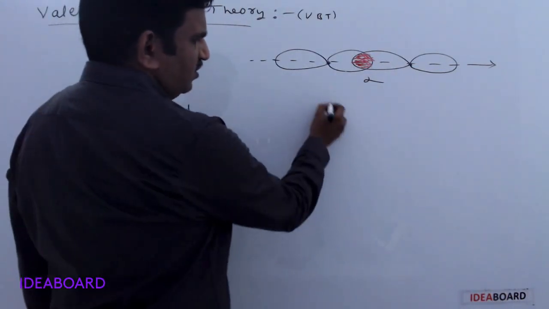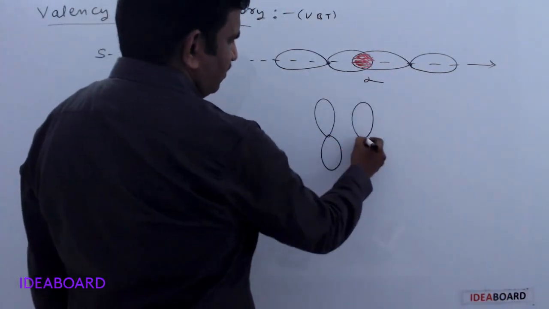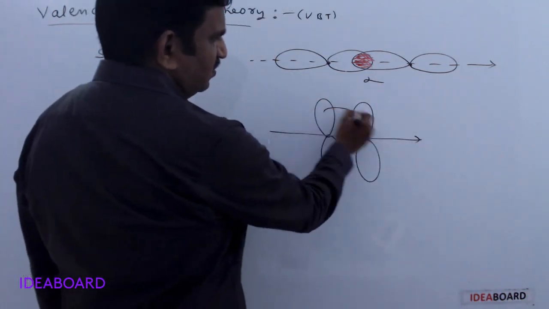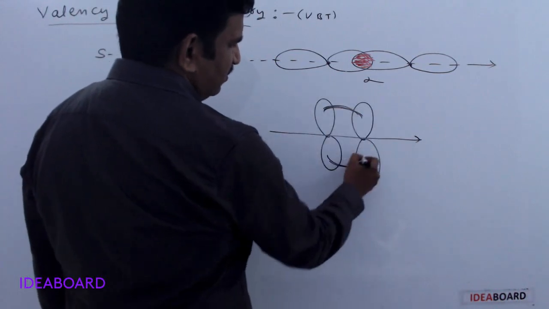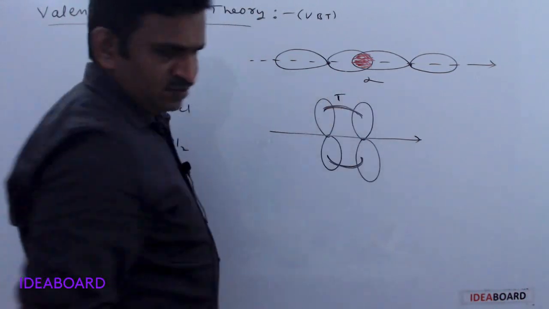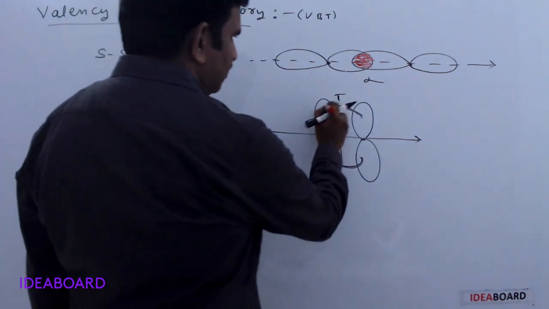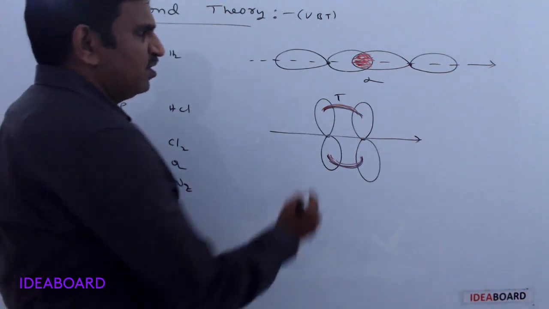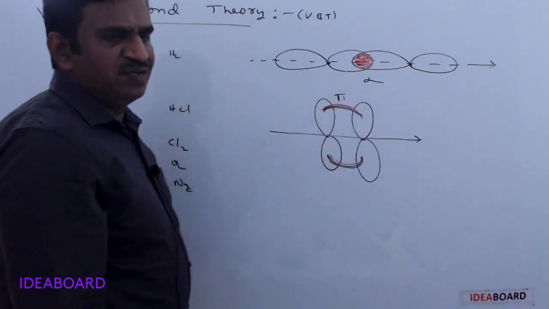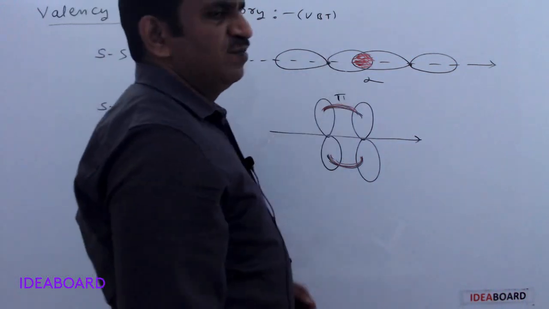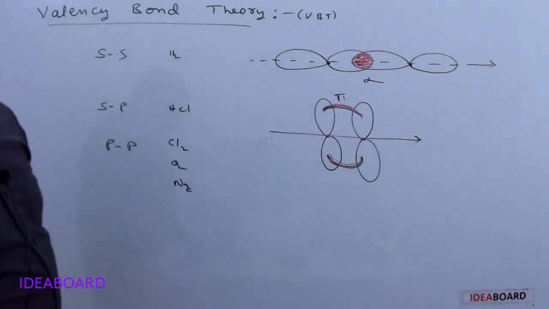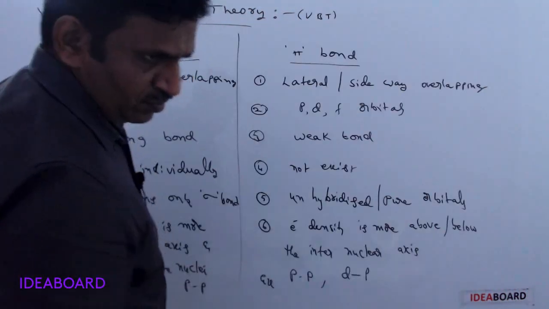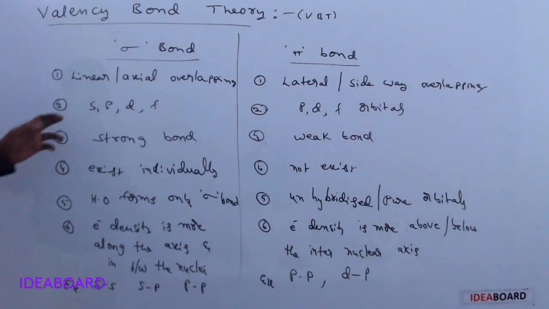If the atomic orbitals overlap above and below the internuclear axis, here this is the internuclear axis, this type of overlapping is called pi bond formation. Atomic orbitals overlapped above the axis or below the axis make the pi bond. Here this is forming a pi bond. So between sigma bond and pi bond, we give some differences. So these are the sigma bond, pi bond differences.